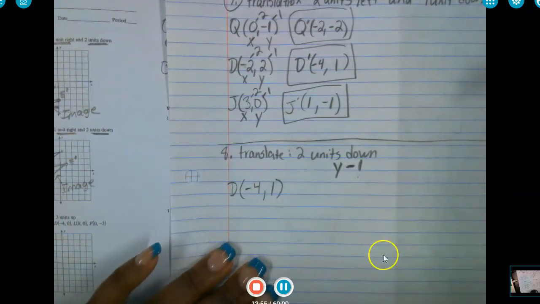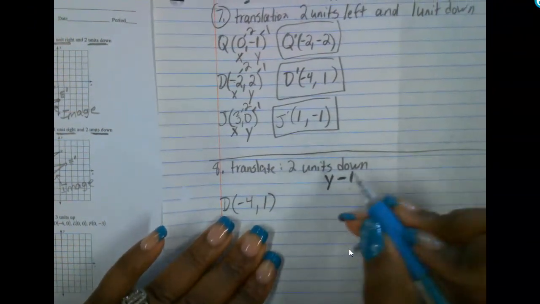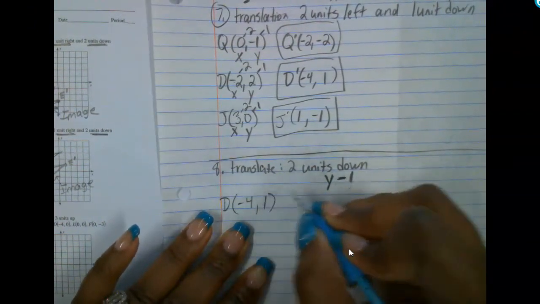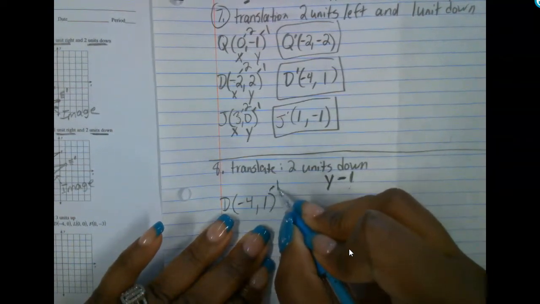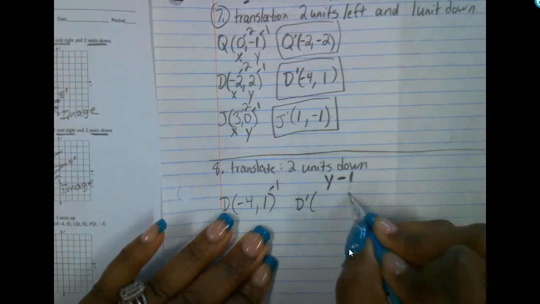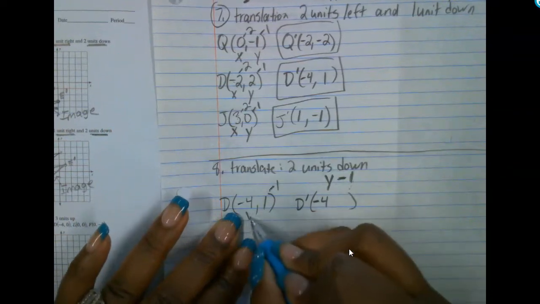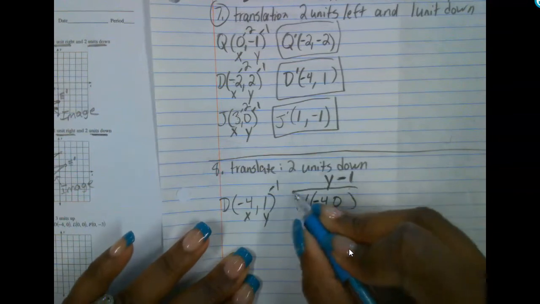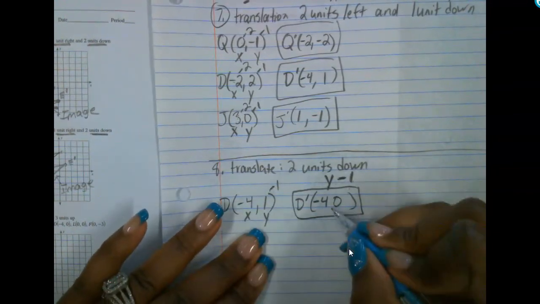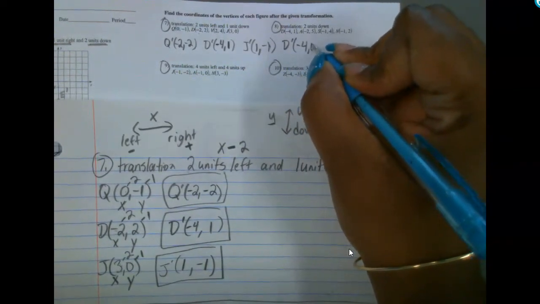All right. So let's look at this. So when we do this, we're going to subtract 1. So I'm going to subtract 1 from Y. Leave X alone. Subtract 1 from here. So D prime is going to be: leave X alone, and 1 minus 1 is 0. So this is my answer here: negative 4, comma, 0. So D prime is negative 4, comma, 0.